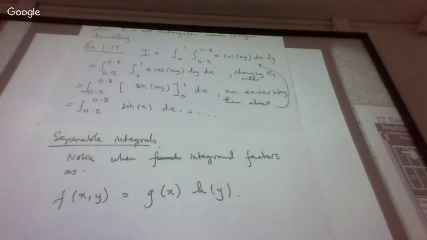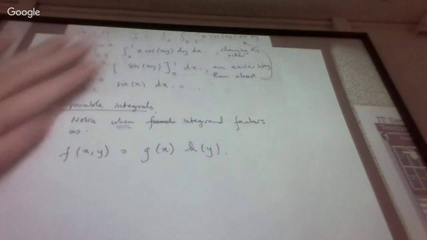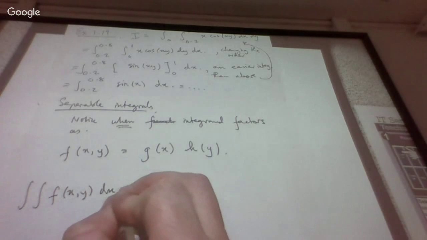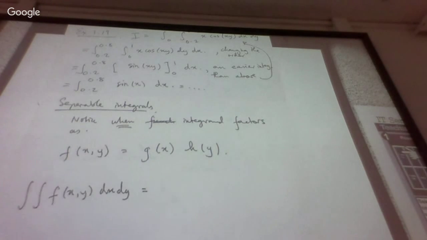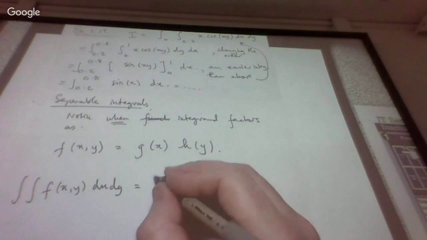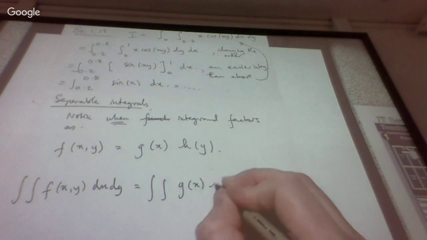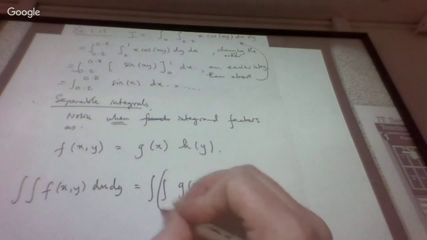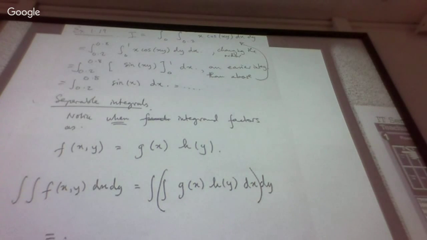If that's the case, when that happens, the double integrals factorize as well. Because a repeated integral of f of x y dx dy with limits, so this is the double integral g of x times h of y dx dy. This is a repeated integral now, but remember, this inner integral is with respect to x. When you're integrating with respect to x, the function h of y is just treated as a constant.